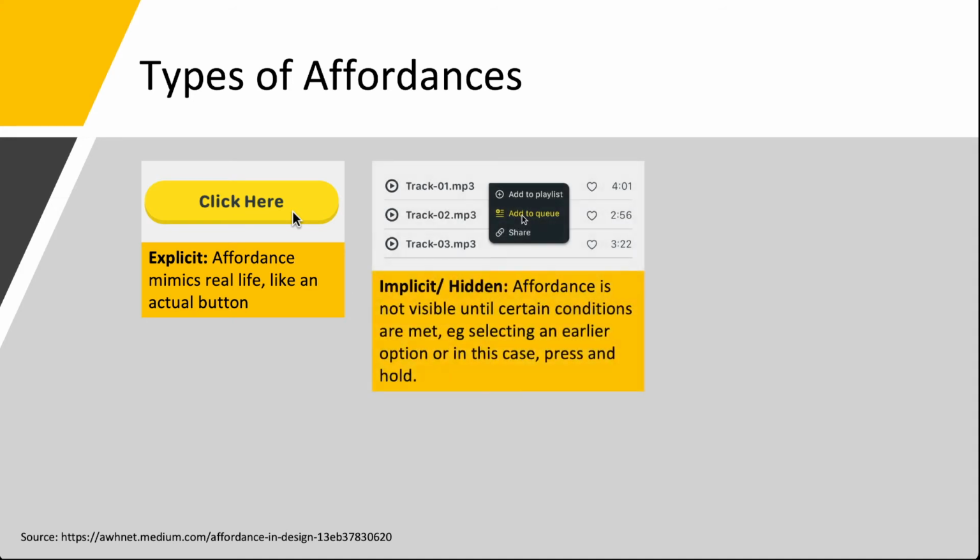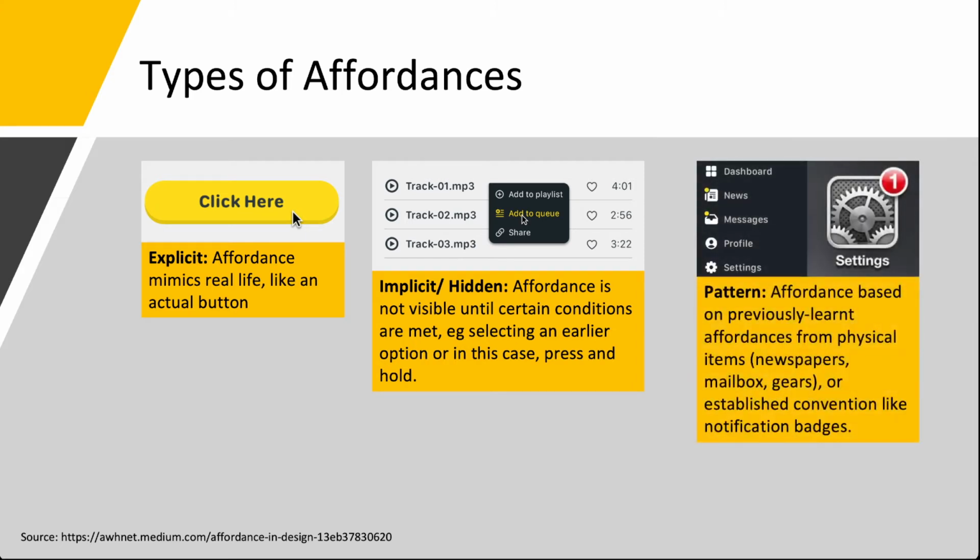All right. Next, you have implicit or hidden affordance. Okay, so this is not visible until certain conditions are met. For example, there are some interfaces on your phone where you just need to press and hold on the option, and then more options will pop up. Okay, so this is an example of implicit or hidden affordance. Or you need to select, for example, 6 items in a cart before the special discount comes up. Okay, so all those are implicit.